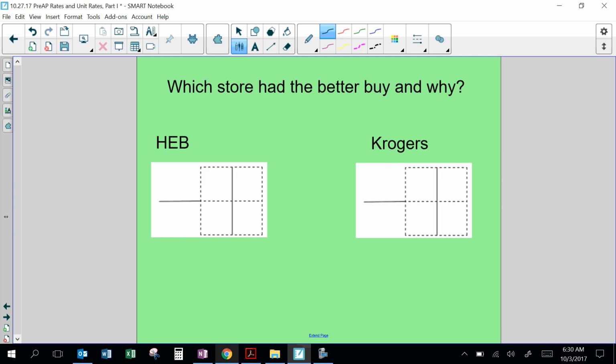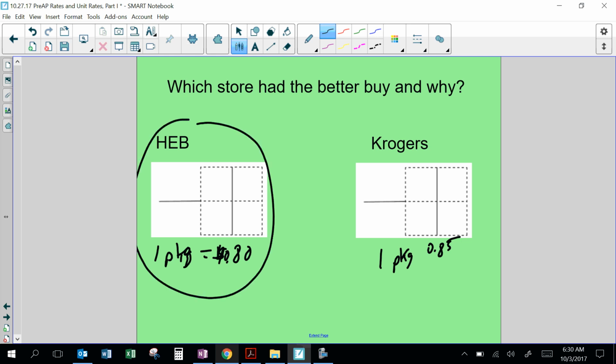Which store had a better buy and why? So at Kroger's, one package cost 85 cents. At H-E-B, one package was 80 cents. So which one has the better buy? Well, of course, H-E-B. They are 5 cents cheaper for every package. Imagine if you bought 2 packages. Here it would cost $1.60 at H-E-B, but here it costs $1.70. So you save 5 cents per package by buying goldfish at H-E-B.